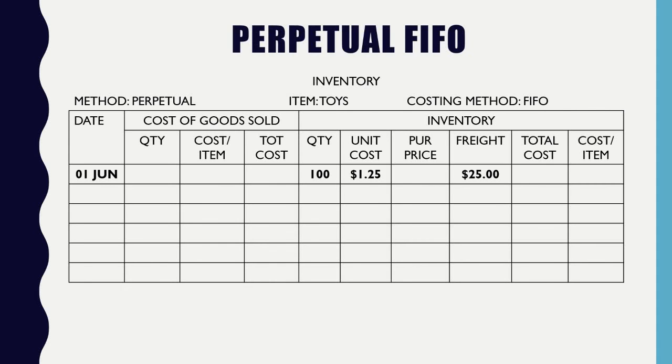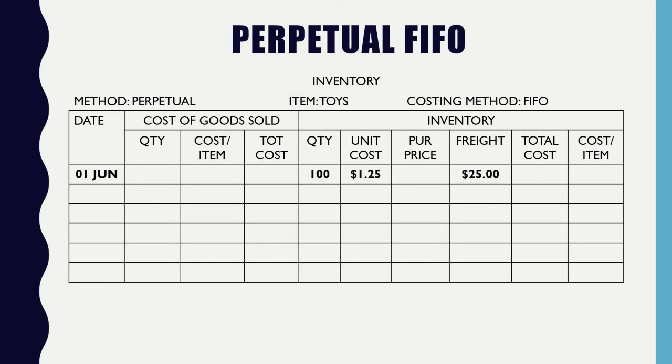So now we're going to apply it to our inventory worksheet. As we mentioned before, we have 3 sections, but unfortunately, due to the PowerPoint, I can't squeeze in the third one. But here we're just focusing on our purchases. So here we're going to skip over our cost of goods sold because we didn't sell anything yet. We're going to go into the middle section where we're going to apply our purchases. So here we have quantity of 100. We have $1.25 each. We still have our purchase price, our freight price, our total cost, and our cost per item.